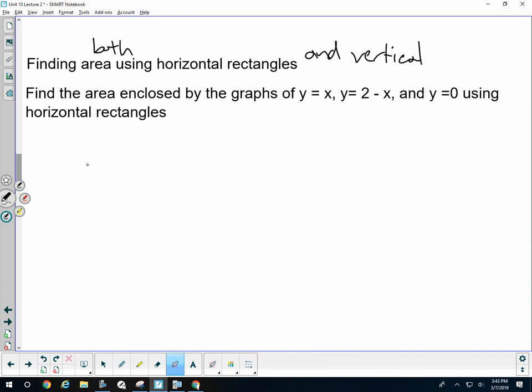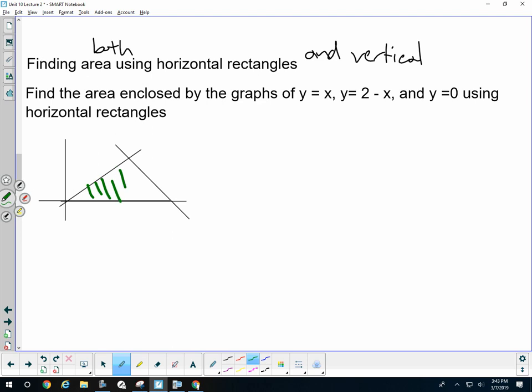I have y equals x, y equals 2 minus x, y equals 0. Here is my region. I will tell you right now that they intersect at 1, 1. And 2 minus x will intersect with y equals 0 at 2, 0. Okay, step 1, vertical rectangles. How many integrals do you need? Write those integrals.